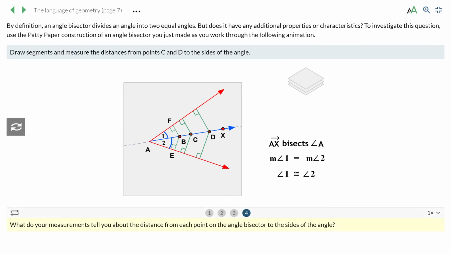So, what do the measurements tell you about the distance from each point on the angle bisector to the sides of the angle?